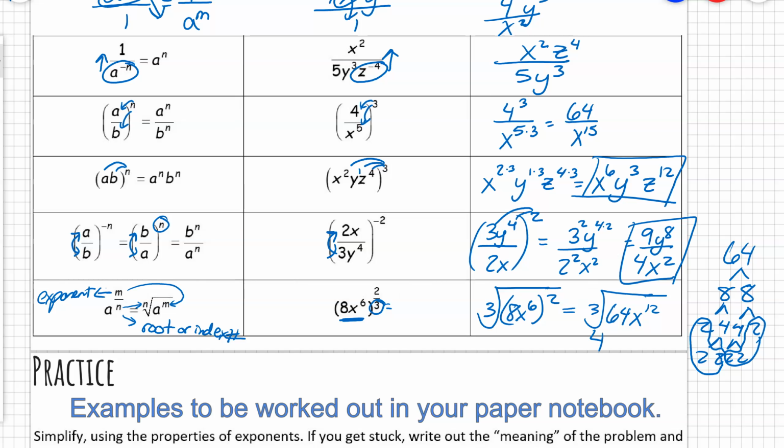And then if we were to simplify this, this would be 12 divided by 3, which is just 4. So this whole thing becomes 4x to the 4th. All right.